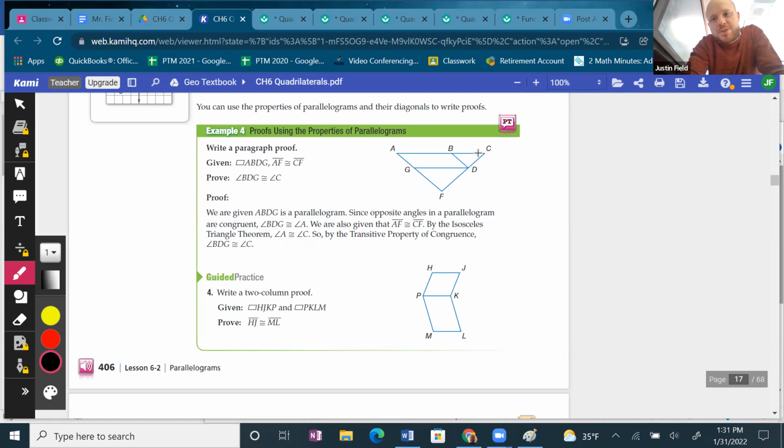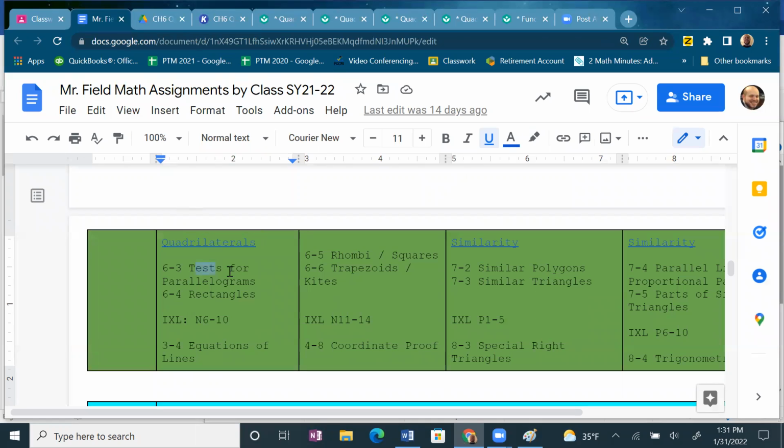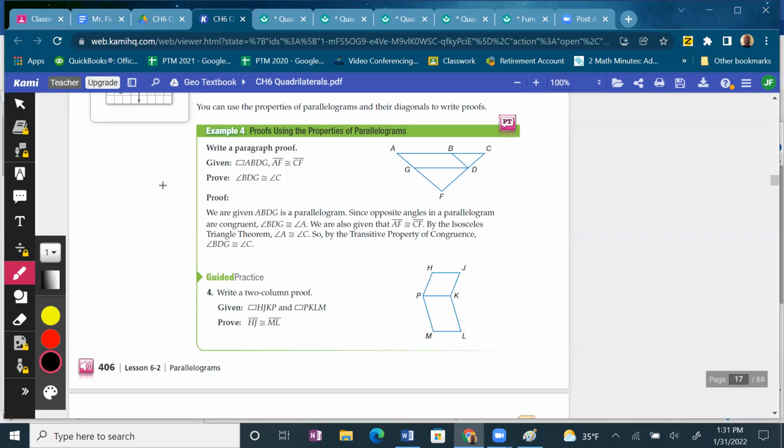Hey, geometry. All right, so we are going to do my video. We're returning to proofs. I'm just going to come right out and say it: tests for parallelograms, rectangles. I don't know if we're going to get to rectangles. Let's see. But I know this: we're returning to proofs. And why is that?